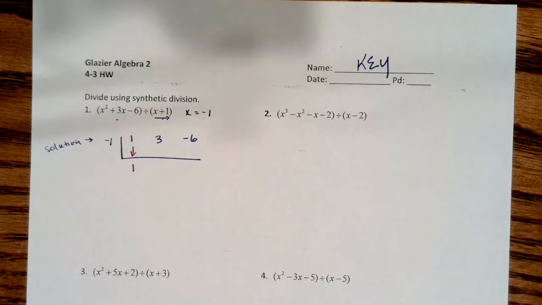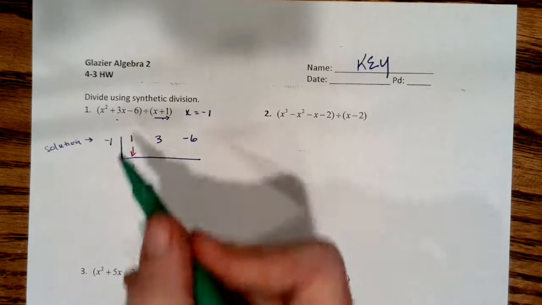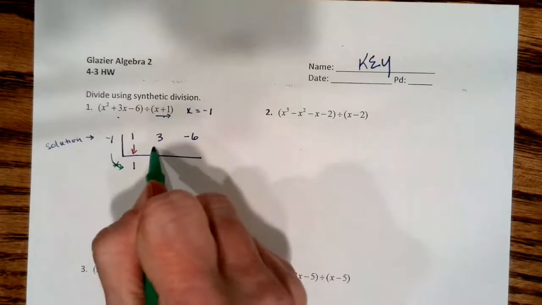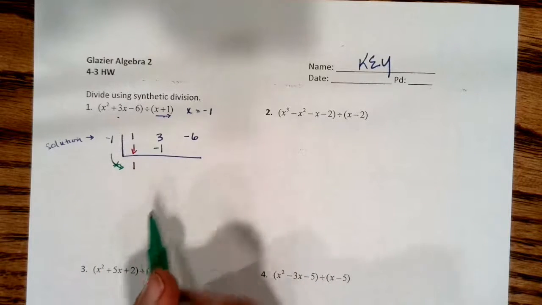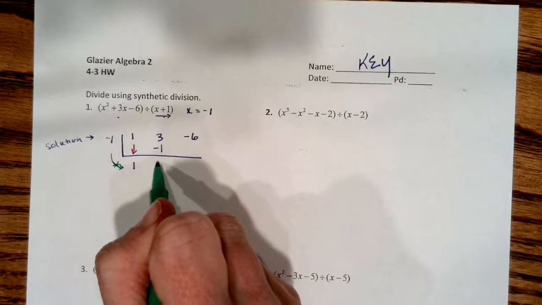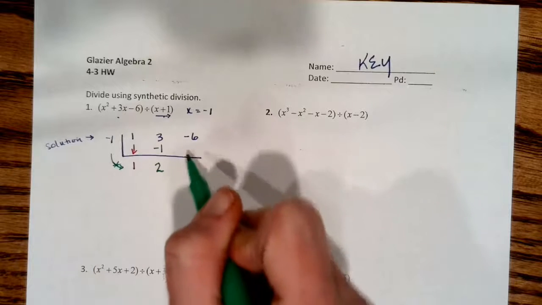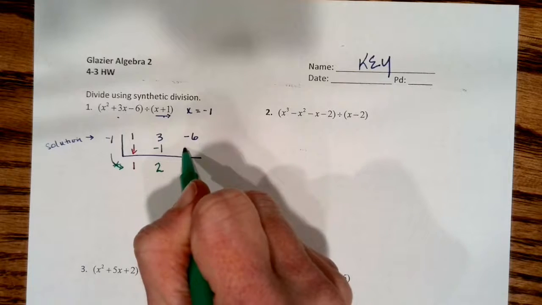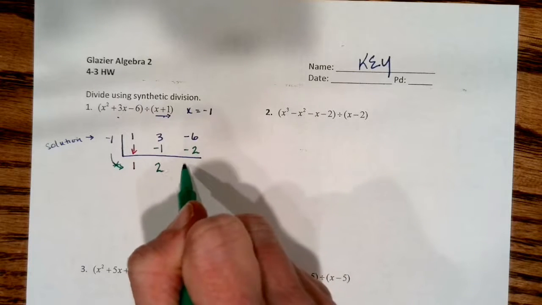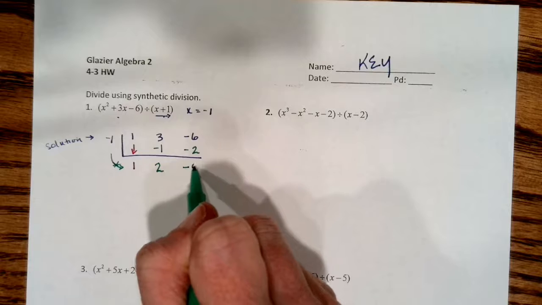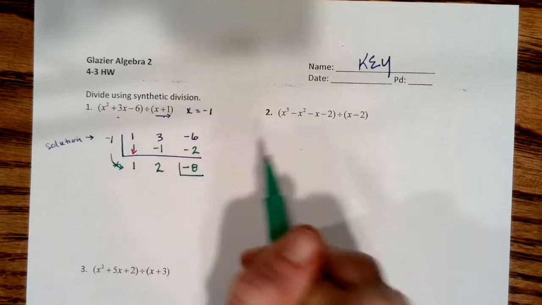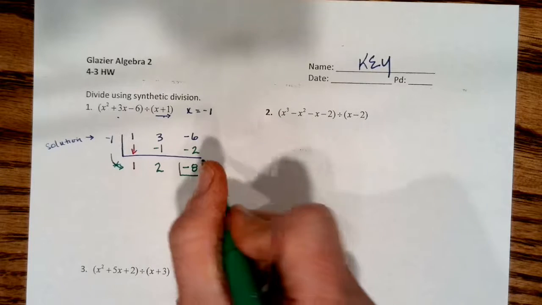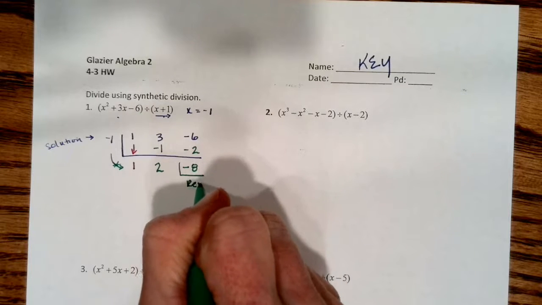Our next step is to multiply -1 times 1, and that gives me -1. When I combine those terms, I get +2. -1 times 2 is -2. When I combine those terms, I get -8. Which means that this does not go in evenly because this is my remainder.